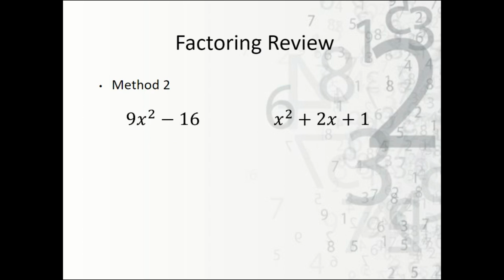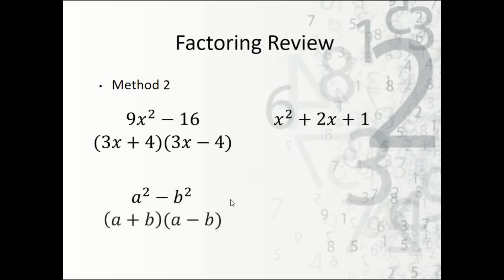Remember, difference of squares says that if I have two perfect squares and their subtraction, I can take the square root of each of them and make it a plus b times a minus b. So in this case, I look at this 9x squared minus 16. Well, 9x squared is really 3x squared, and 16 is really 4 squared. So I can rewrite that as 3x plus 4 times 3x minus 4. So it follows this pattern here.